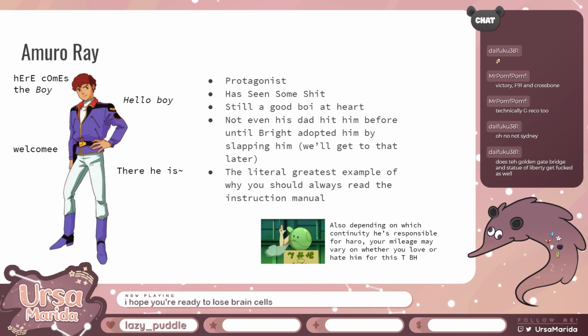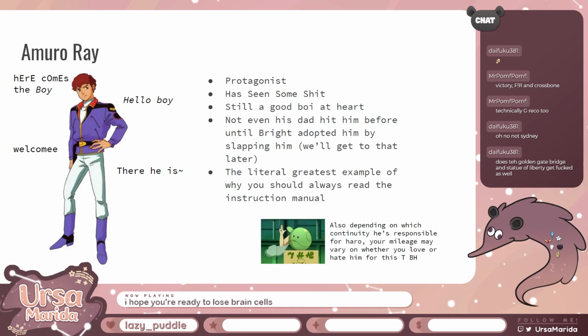Amuro is also the literal greatest example of why you should always read the instruction manual. Like, kid ends up in a giant robot, and everyone else is like, oh my god, how does he pilot it so well? And he's just sitting there with the instruction manual like, I read the instructions. That's how he got... I mean, there's other reasons why he's good, but the main reason is he read the instructions, basically.